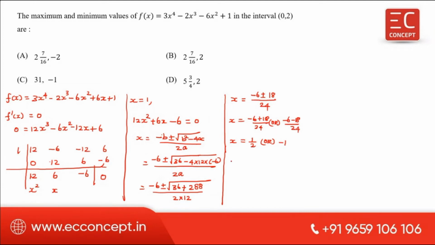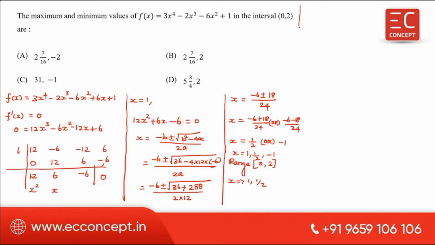But they have given the range. The range given is 0 comma 2. Therefore your actual x values are 1, 1 by 2, and minus 1. Minus 1 won't come within this range. Therefore you have to take x as 1 and 1 by 2.